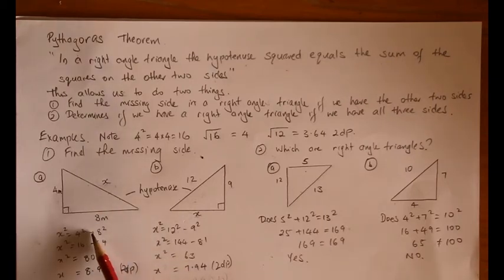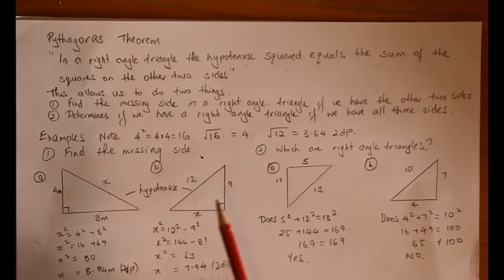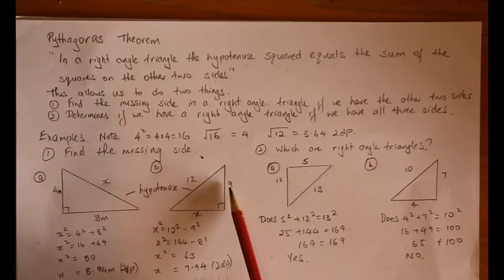So why is this one an addition and this one here a subtraction? This one here is an addition because we're trying to find the hypotenuse. So we square these two sides and add them together. This one here is a subtraction because we're trying to find the side that touches the right angle, not the hypotenuse. So we square the hypotenuse and we subtract the other side squared.